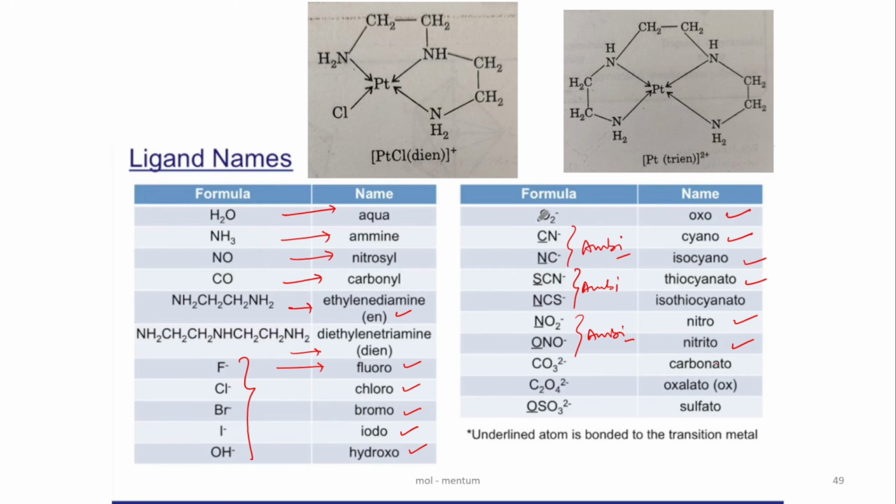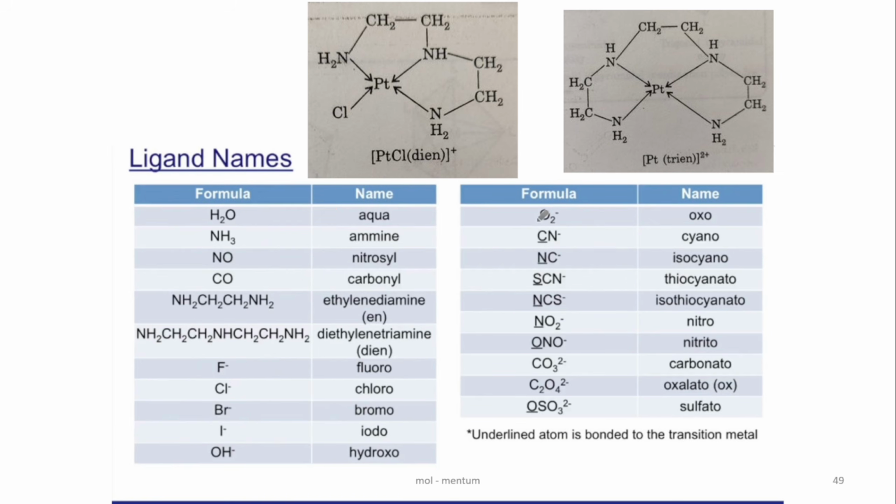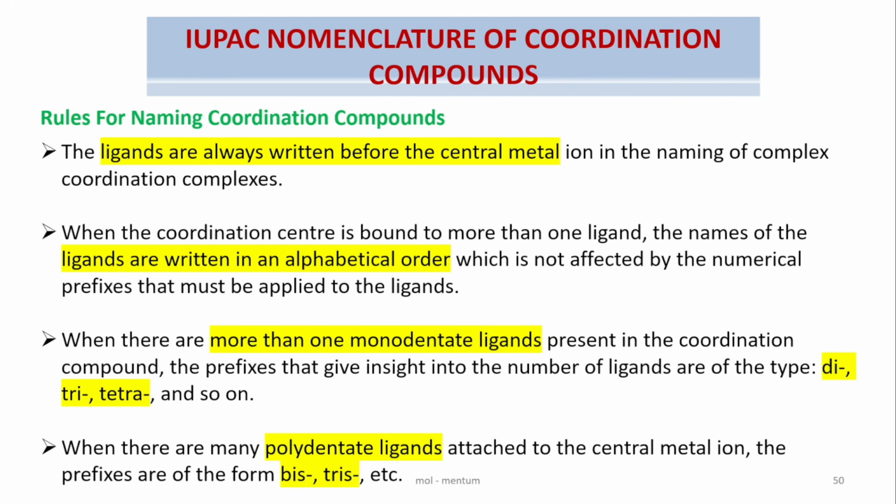Now carbonate is written as carbonato. Oxalate is written as oxalato. SO4 2 minus is written as sulfato. The underlined atom represents the atom which is making the bond. So negatively charged ligands have names ending with O: oxo, cyano, oxalato, carbonato, etc. That is the beginning of this nomenclature.